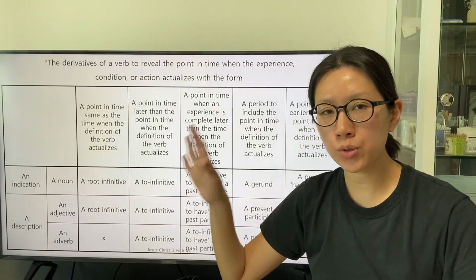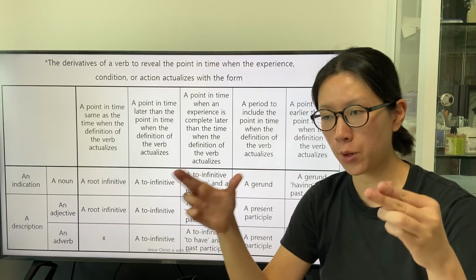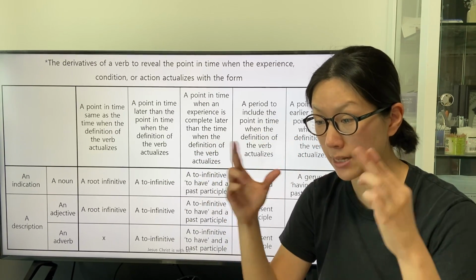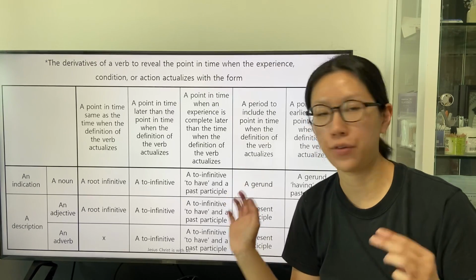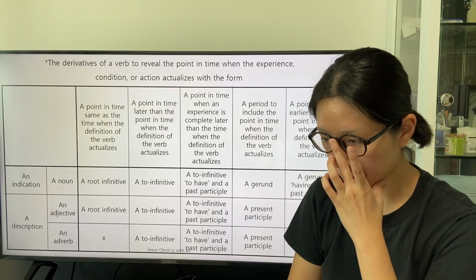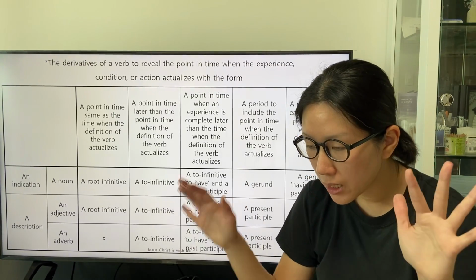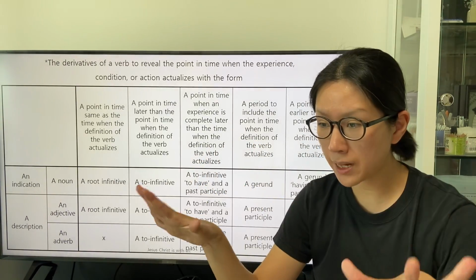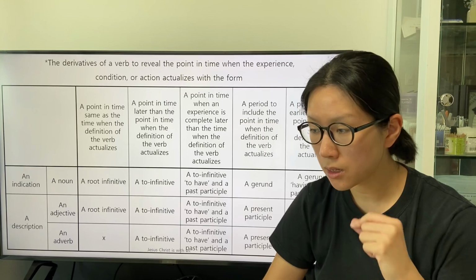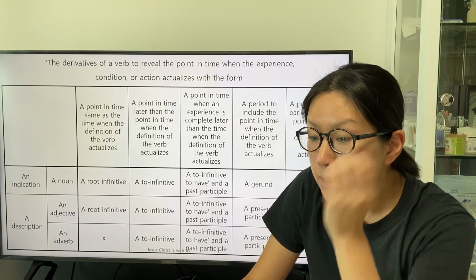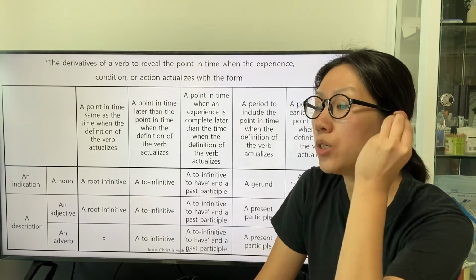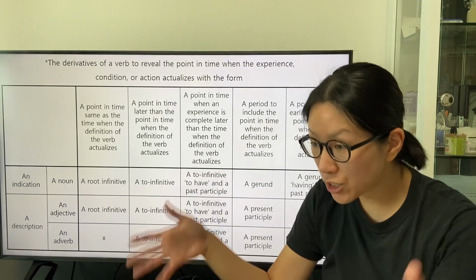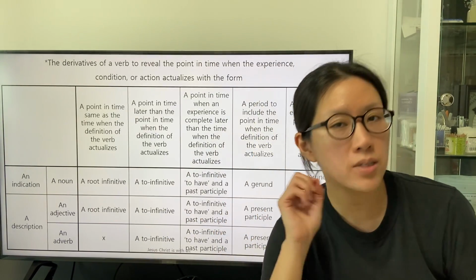This can be understood with the form of the root infinitive that has the same form as a verb. The form of the verb applied in the simple tense describes an experience, a condition, or an action actualized at a point in time.